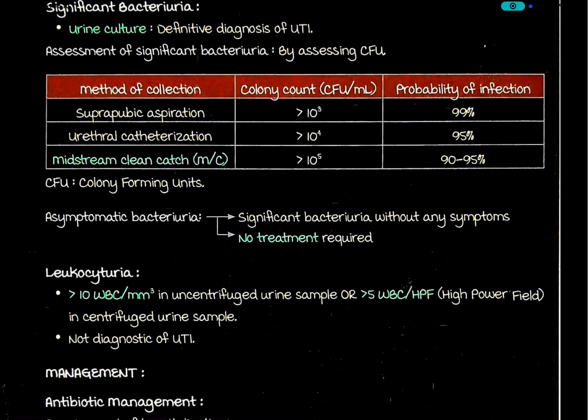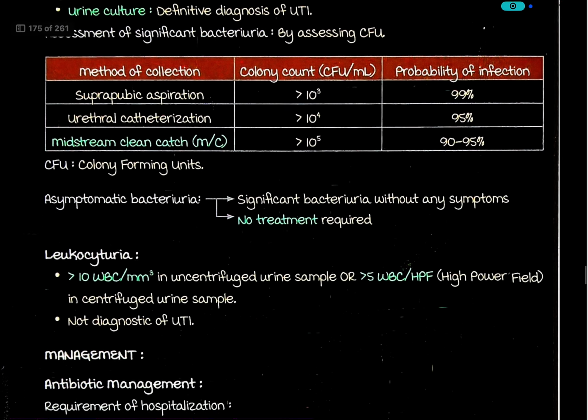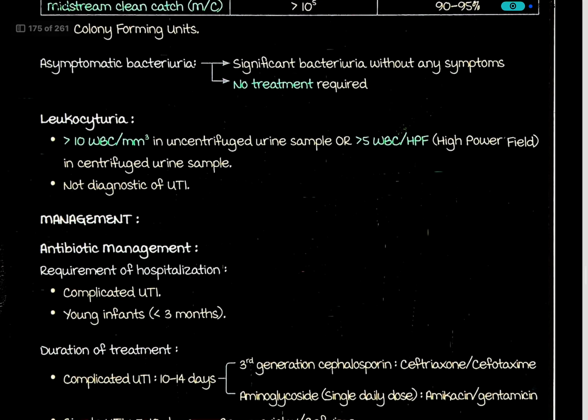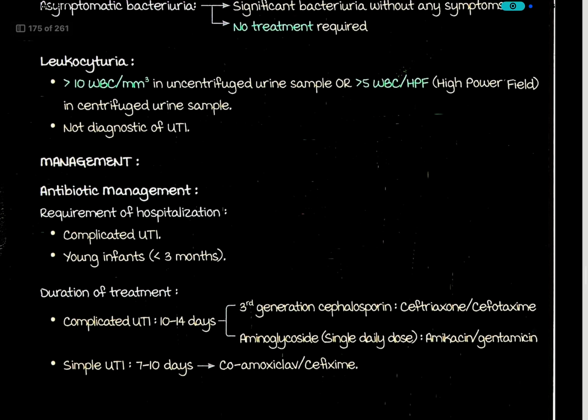Asymptomatic bacteriuria: significant bacteriuria without any symptoms, and no treatment is required. Leukocyturia: more than 10 WBCs per cubic millimeter in uncentrifuged urine sample or more than 5 WBCs per high power field in centrifuged urine sample. Not diagnostic of UTI though.